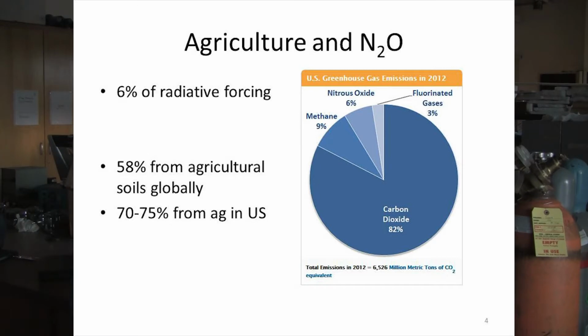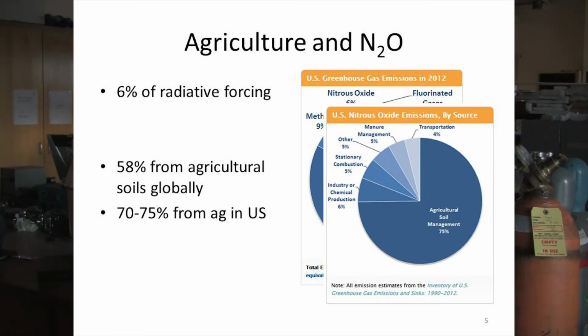So this pie chart shows the amount of warming that's caused by nitrous oxide compared to other important greenhouse gases. And you can see that CO2 is most of it, and then methane is the second most important, and N2O only makes up about 6% of the total warming. But we're really interested in it in agriculture because agriculture is such a big source of N2O. Agricultural soil management, as you can see from this second pie chart, accounts for about 3/4 of the source of N2O. And agricultural soils are a bigger source of N2O than natural soils because of all the fertilizer that's added to them, all the nitrogen fertilizer.